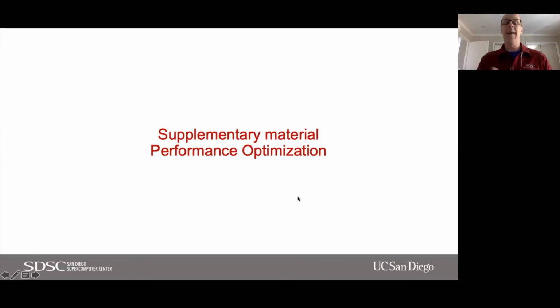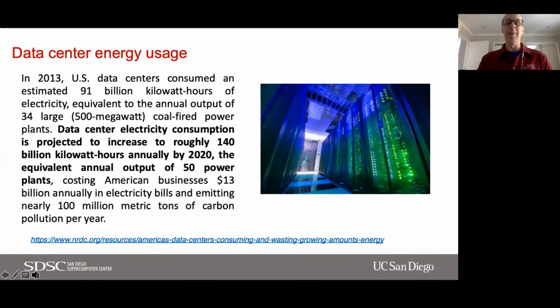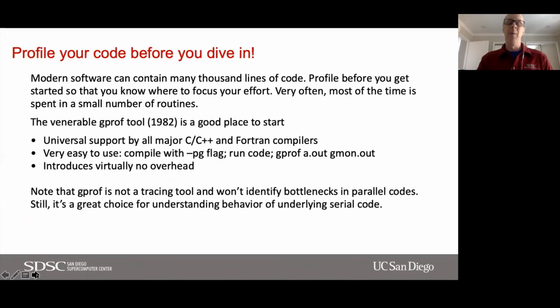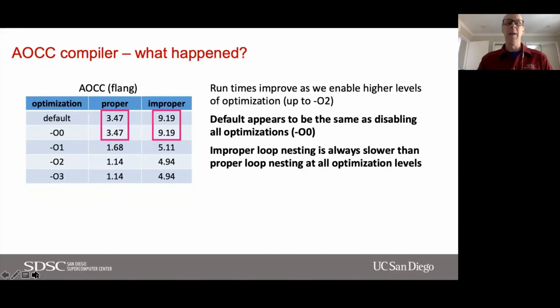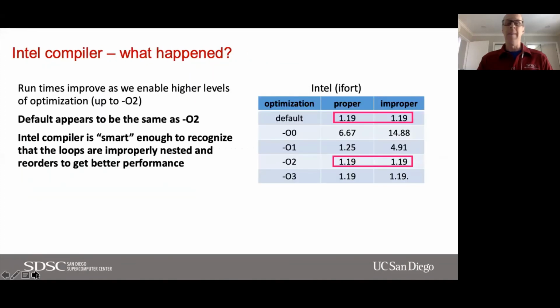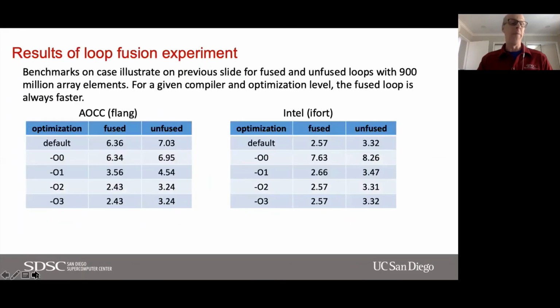There's a lot of extra material that I included here. We call this supplementary material on performance optimization and tuning. If you go through here, you'll see it started off with the philosophy of profiling code, what you see with different compilers, and then the types of loop level optimizations that you can do. So with that, I'm going to stop sharing.